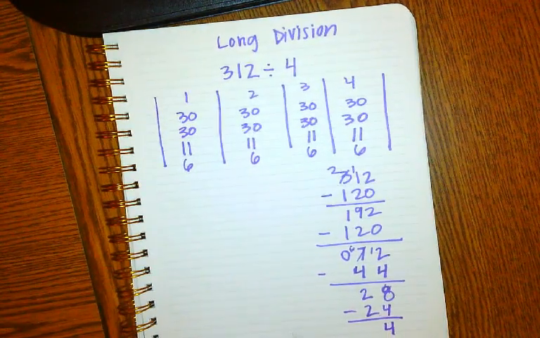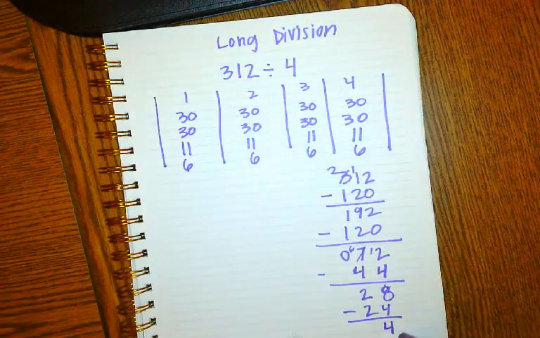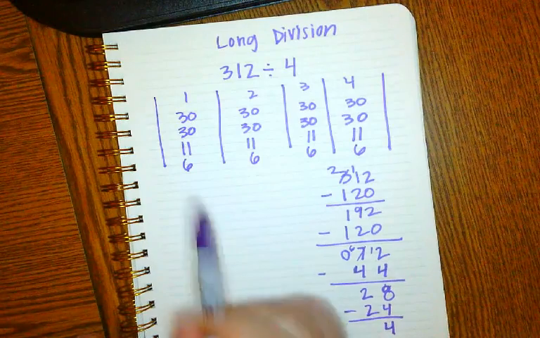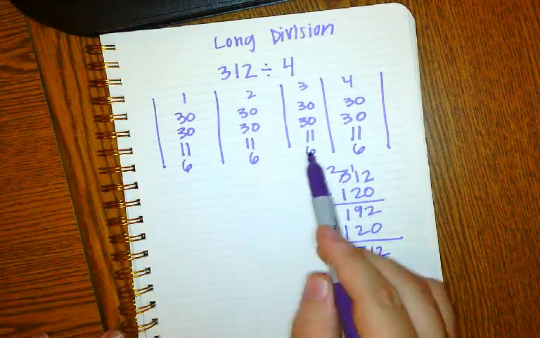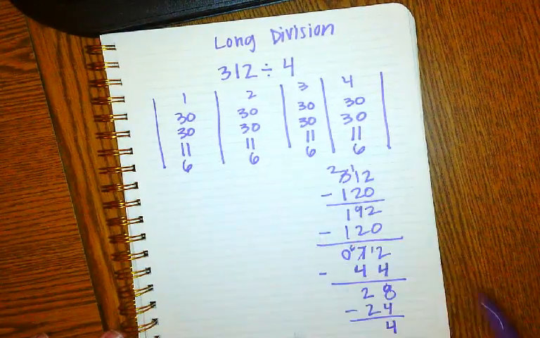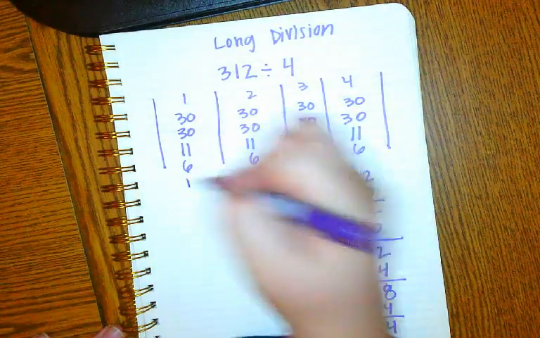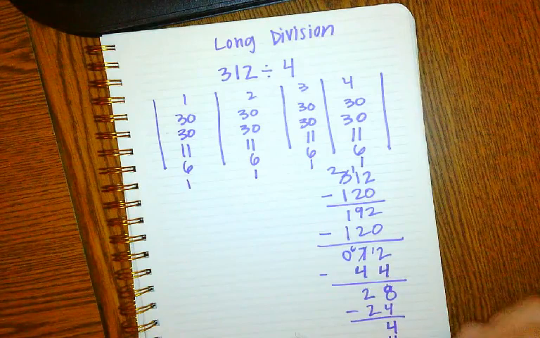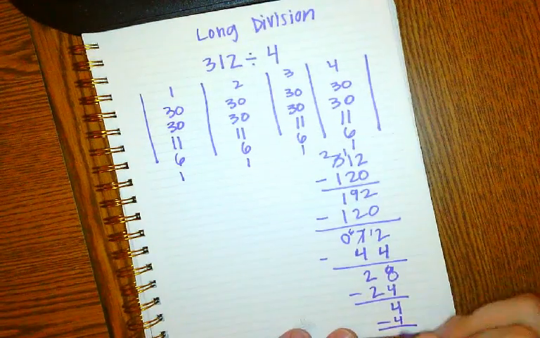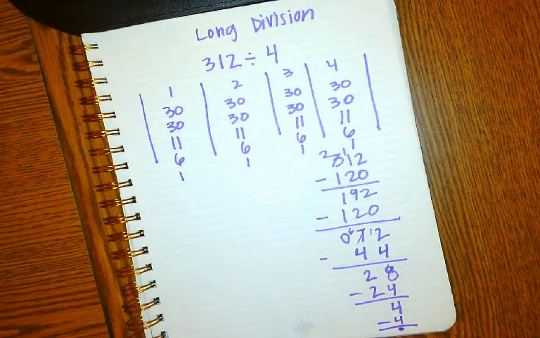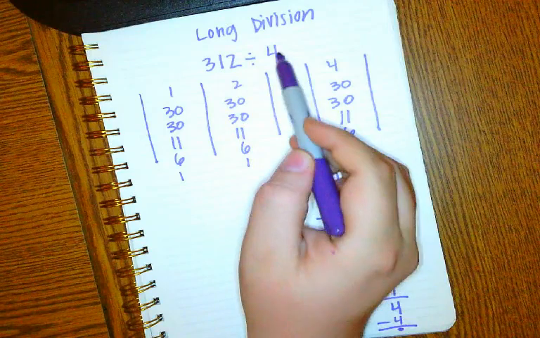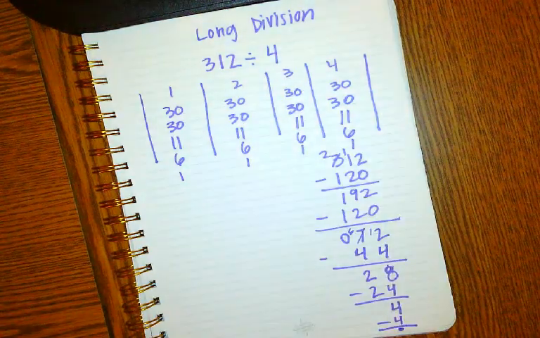Do we have enough to take away 4 groups of something from 4? No. Victoria, what do you think? If we did 1, it would be 1, 2, 3, 4. Can we do that? Yes. So we're going to take away 4 groups of 1, which would give us 4. And what would we have left? We would have 0 left. So are we going to have a remainder for this one? No, because we put 312 into 4 groups perfectly even, didn't we?